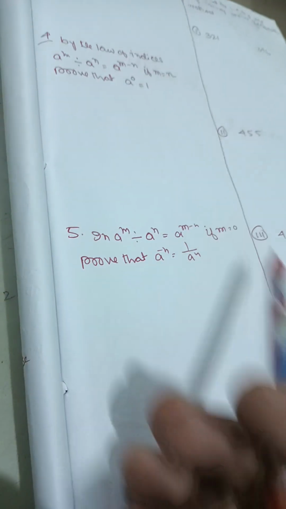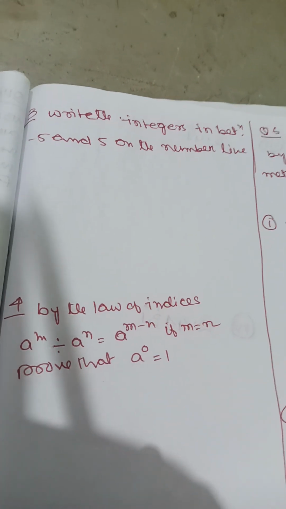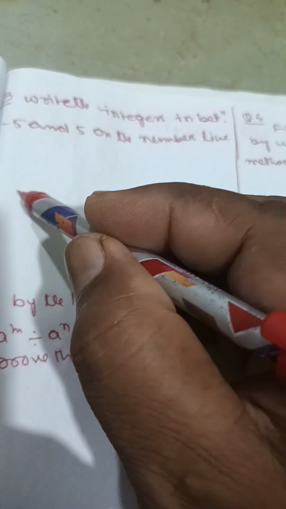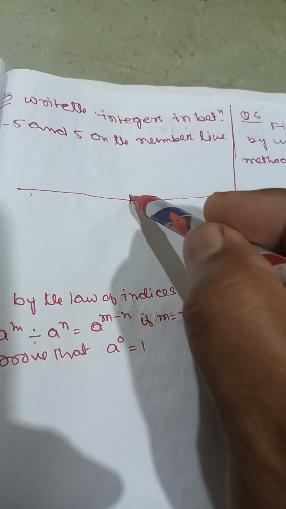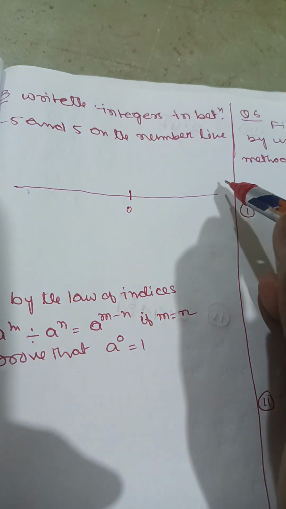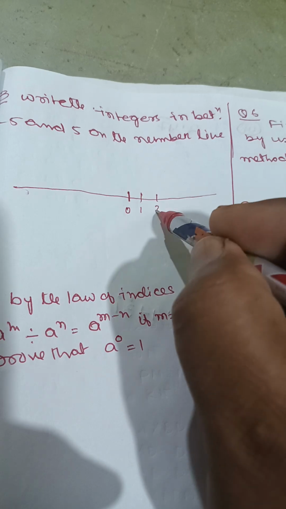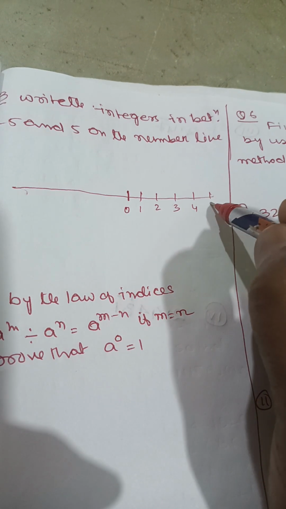Now question number 3. Question number 3 is write the integers in between minus 5 and 5 on the number line. You know what is the number line? Suppose this is a number line. In the number line the midpoint is 0, and in the right side of this line all are positive numbers. Suppose this is 1, this is 2, this is 3, this is 4, and this is plus 5.